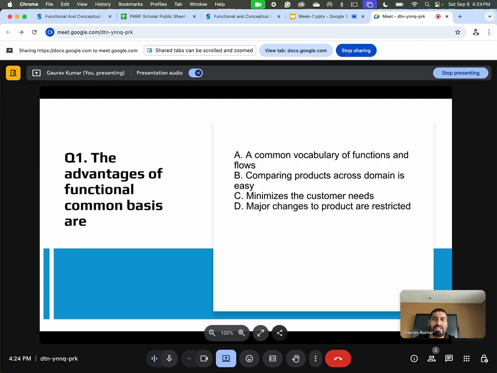So our first question is, as you can see on your screen, the advantages of functional common basis are: option A, common vocabulary of functions and flow; B, comparing products across domains is easy; C, minimize the customer needs, or major changes to the product are restricted. What is the right answer?